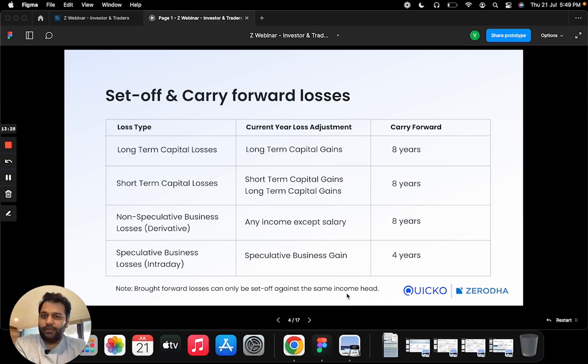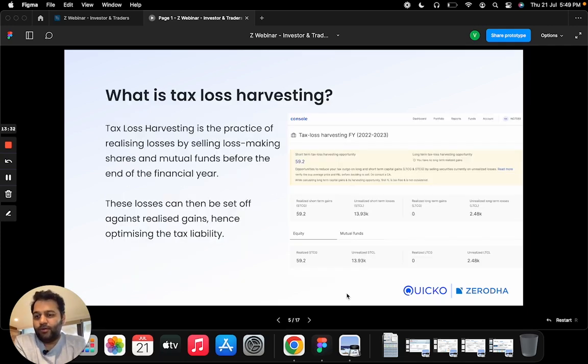So now that we have talked about loss and loss treatment, let's move on to something called tax loss harvesting. Now, it's not very relevant right now. Right now is tax filing season. 31st July is the due date to file income tax returns. However, we get quite frequently asked about tax loss harvesting, what it is, and how traders and investors can take advantage of it.